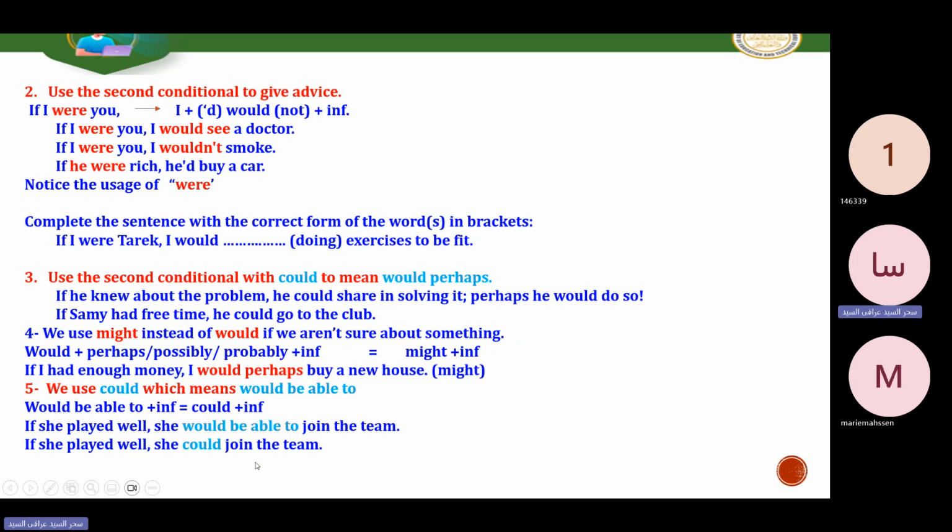So we have a lot of usage for the second conditional if. Number one, we talk about imaginary situations. We talk about impossible events that cannot happen in the present and we wish to happen. We can use it to give advice. Of course, we can exchange would with could or might.